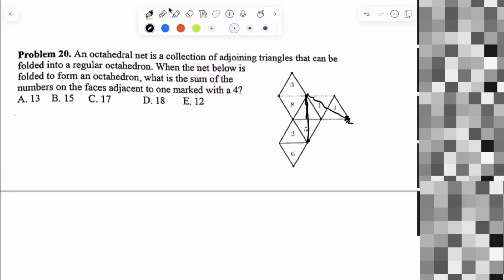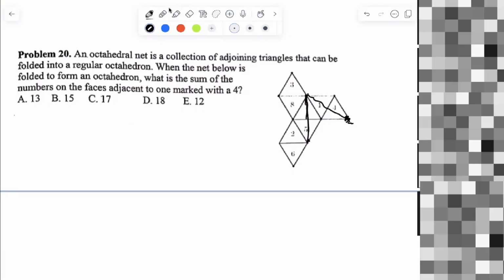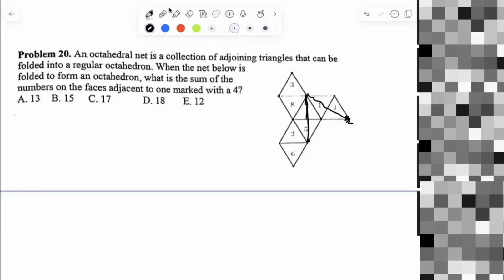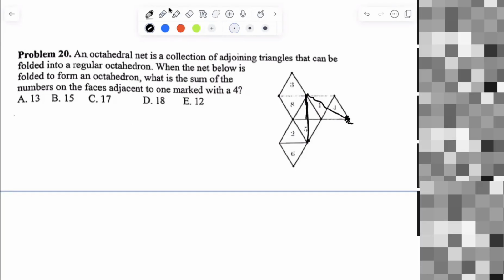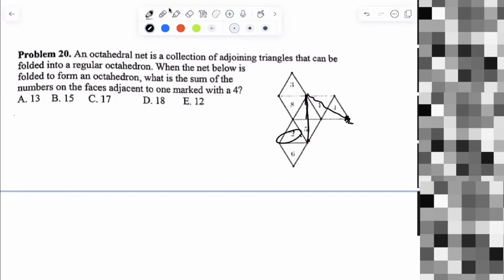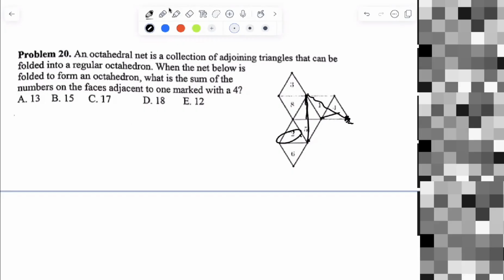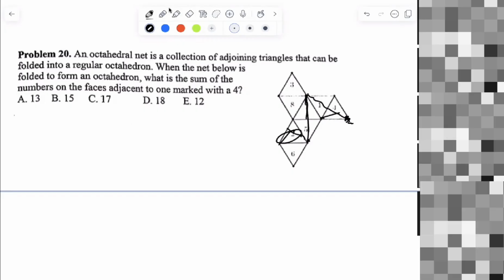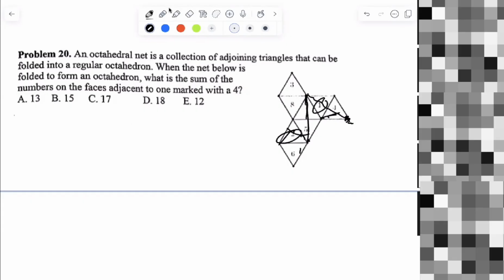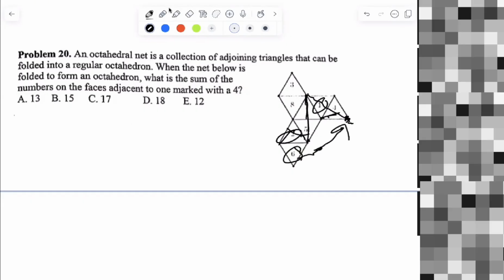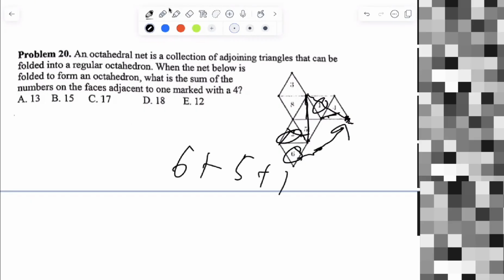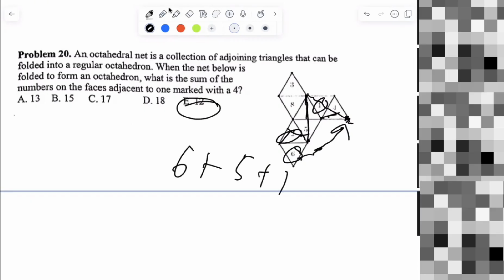Since face 2 is adjacent to face 5, it must not be adjacent to face 4. So face 6 has to be adjacent to face 4. Why? Because face 2 is adjacent to face 5, but cannot be the exact same thing as face 4. So 5 is adjacent to 4. 1 is also clearly adjacent to 4, which results in 6 also being adjacent to 4. Which means the answer is 6 plus 5 plus 1, or 12, which is E.